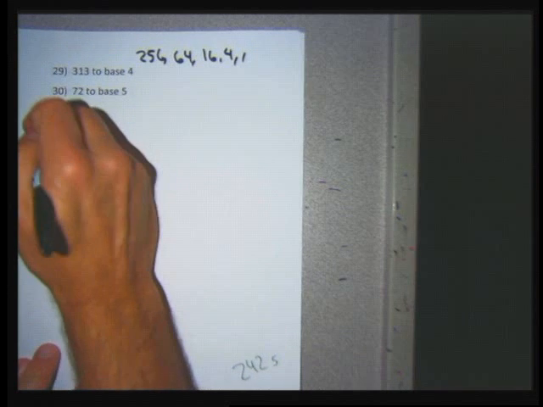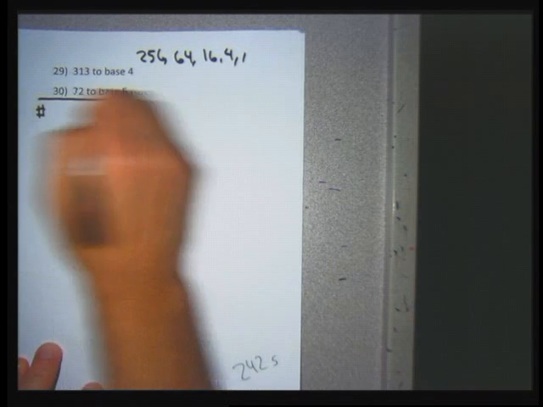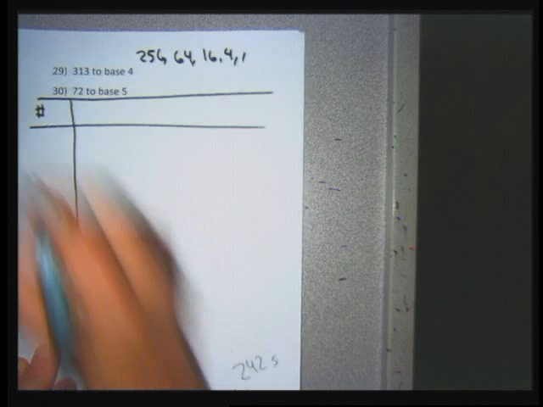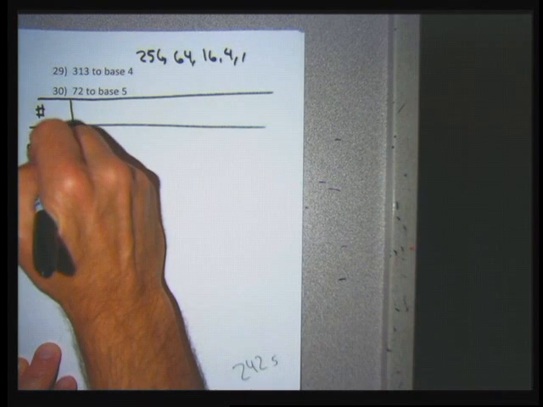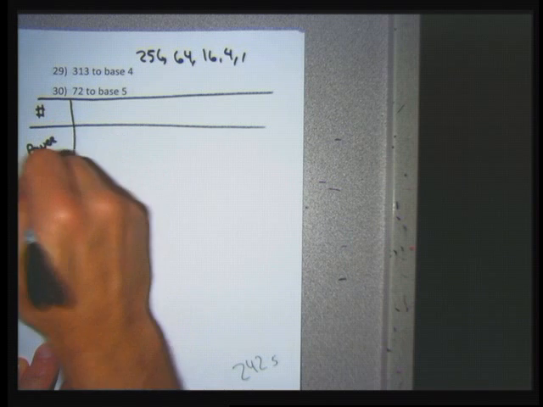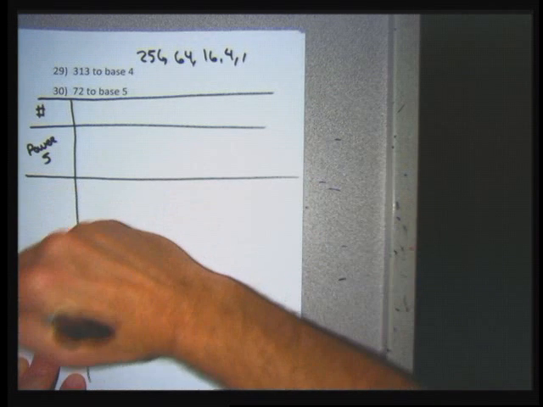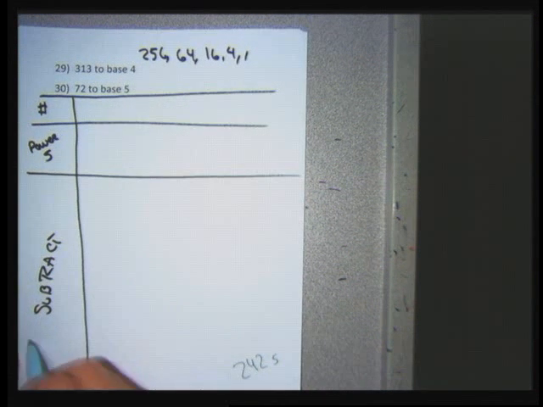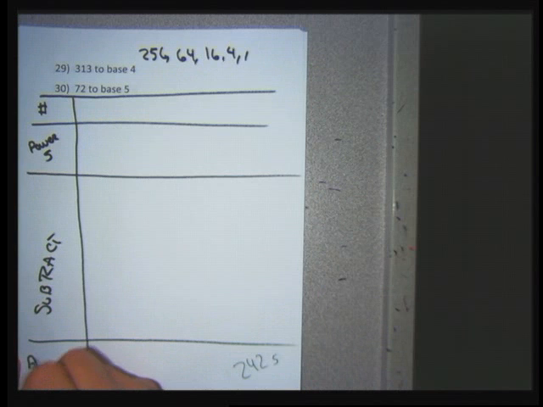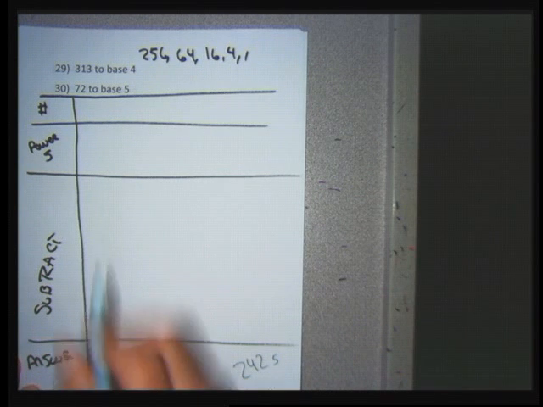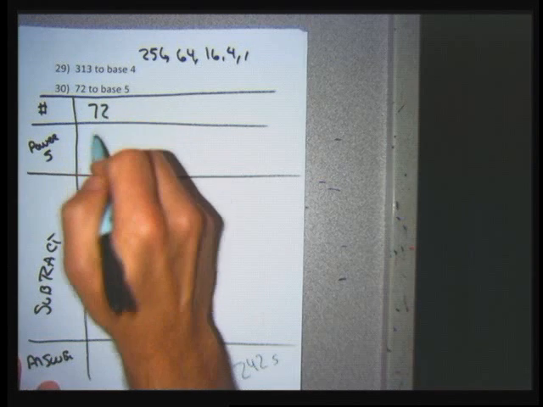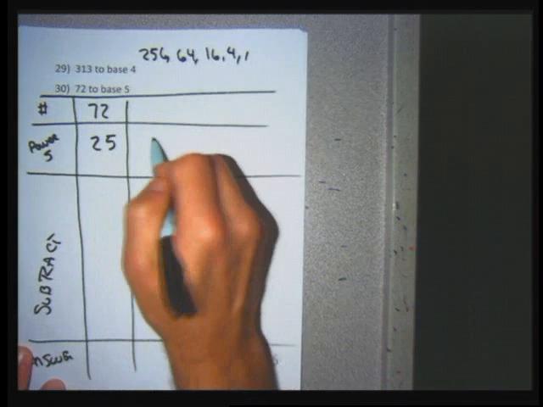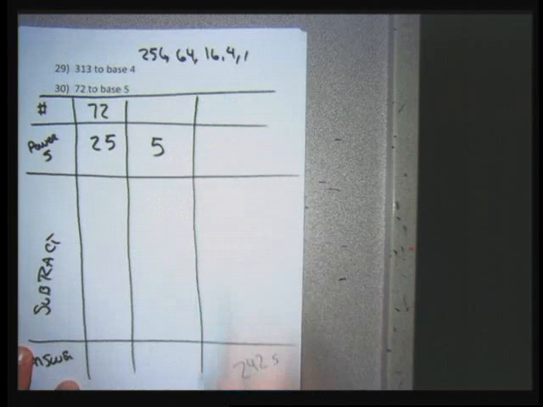So I start off with my original number and remainder column. I'm going to need my power of 5. Some room to subtract. A lot of room because 1 times I need to subtract 4 times. And my answer. Start off with my 72, and I need a column for a 25, a column for a 5, and a column for a 1.